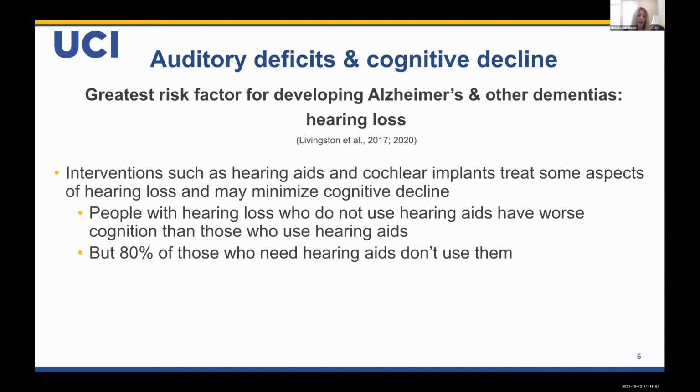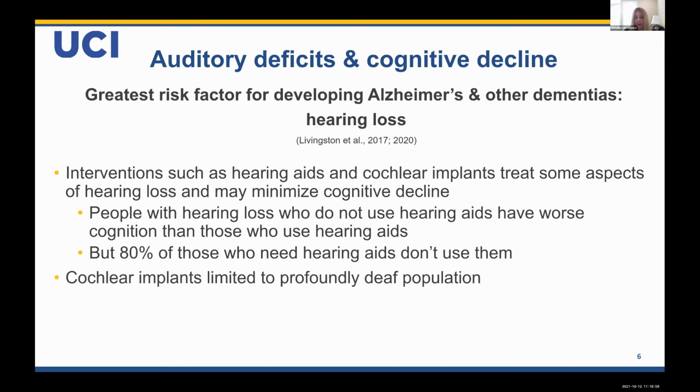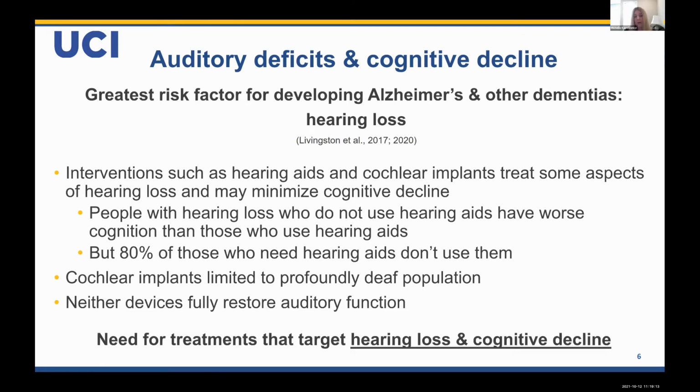But one issue with hearing aids is that actually 80% of those who need them don't end up using them. And cochlear implants are limited to the profoundly deaf population. Obviously, they require an extensive surgery, and neither device fully restores auditory function. So we do have this added need for treatments that target both hearing loss and cognitive decline. And it would be nice if this treatment could possibly be used together with hearing aids or cochlear implant devices.